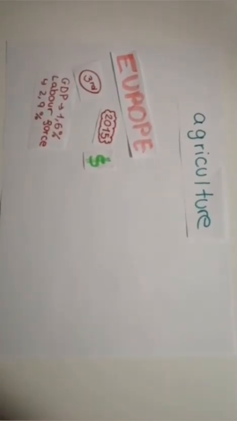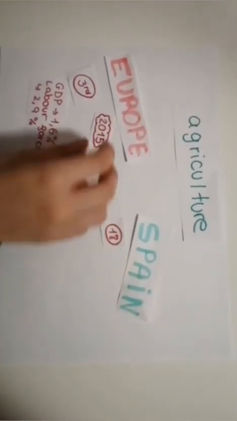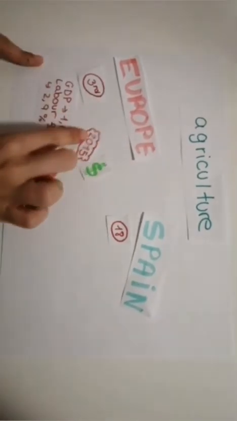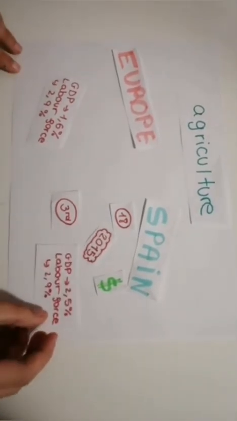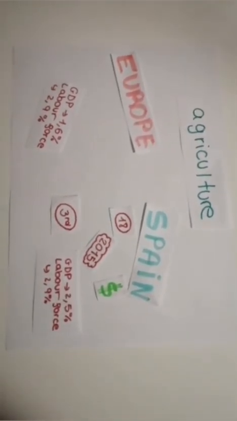Spain occupies the 18th position in the world agricultural production, producing in 2015 the amount of $39 billion. Spain occupies the third position in the European agricultural production, after France and Italy. 12.5% of the European agricultural products come from Spain. The production of agricultural products related with GDP is 2.5%.